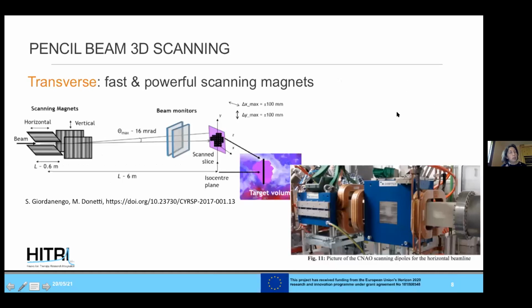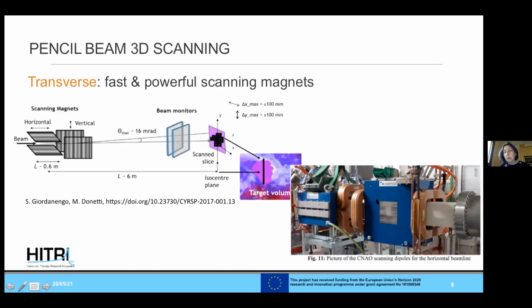Okay, so this is what happens in the transverse plane. In the transverse plane, we have a fast and very powerful scanning magnet. Scanning magnets, again, are dipoles. Here you have a vertical magnetic field which bends the beam in the horizontal plane. Here you have a vertical dipole with a magnetic field that bends the beam in the vertical plane. And then you have some drift space to make sure that the angle is converted into position, and finally some monitors of the beam delivery system, and finally the tumor. And you can scan around that.